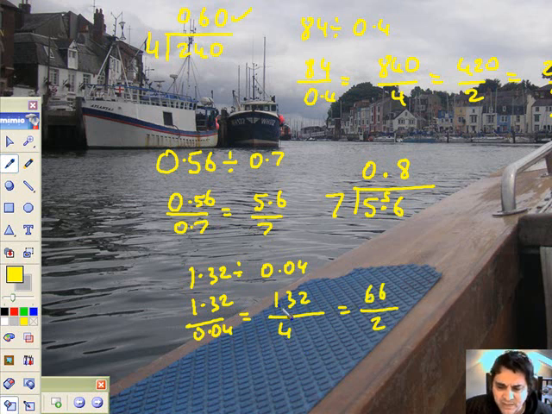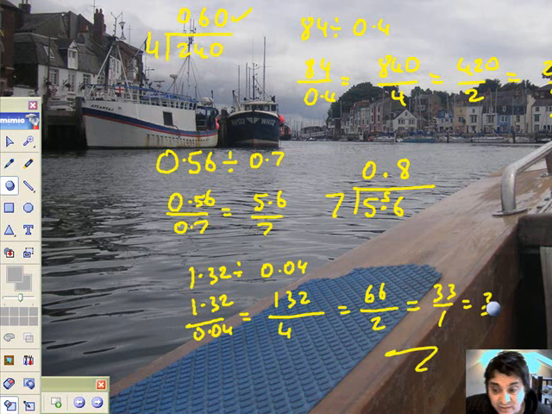Half of 130 is 65. Half of 2 is 1, 66. Yep. Halve it down again. 33 over 1. In other words, the answer is 33. Oh, that's terrible. Yep, the answer is 33. No joke, but I just wrote it terribly. I'm not really good at doing 3s with this little pen. There you go, 33. That's good.